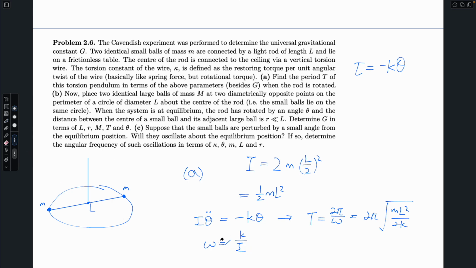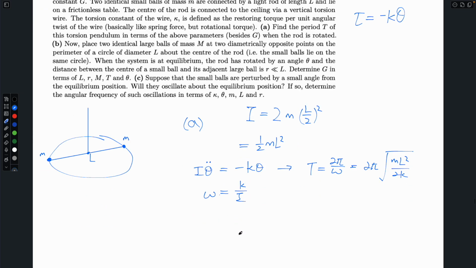Okay, and then you said you need part C, right? Okay, so I'll just briefly go through part B quickly. Basically, now I put a big mass M over here and a big mass M over here. These are also diametrically opposite, so they're also at a distance L from each other. And now I do a small displacement. Firstly, they want you to calculate this angle. I think you already did that, right? So I won't go through it.